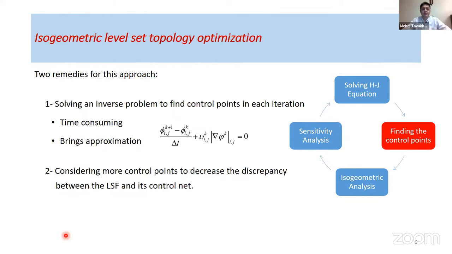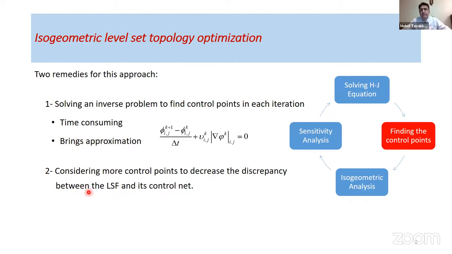Two remedies for this approach might be thought of. First is to use the level set function itself in the Hamilton-Jacobi equation to be solved. If we use the level set function itself here, in these steps of the level set procedure, we need to find the control points after updating the boundaries, because we need these control points for isogeometric analysis in the next step. So we need to solve an inverse problem, which might be least squares, to find control points in each iteration, which is time consuming and also brings approximation in our calculations.